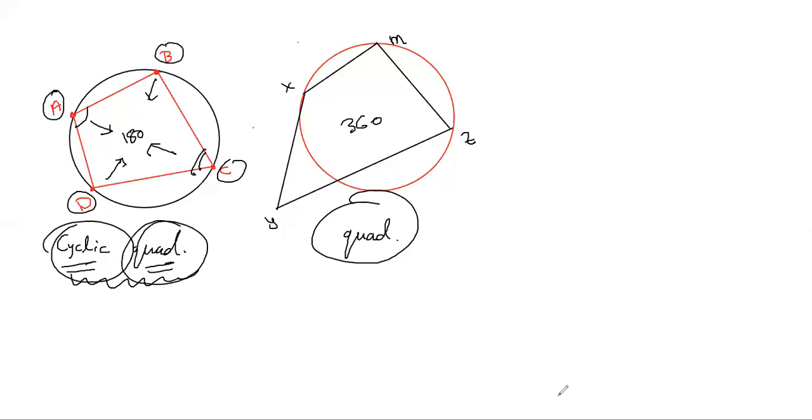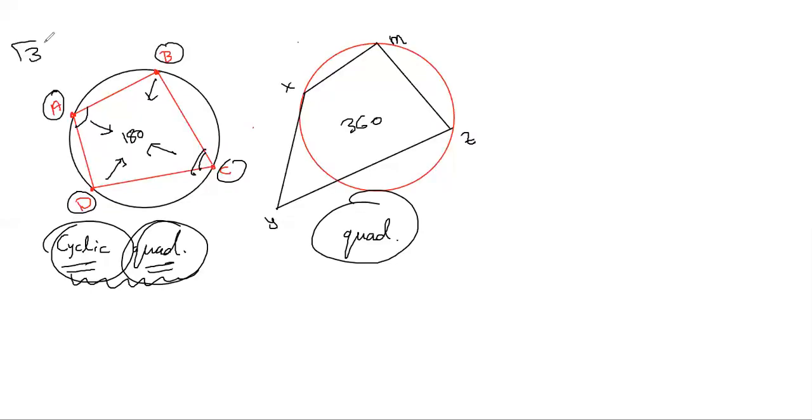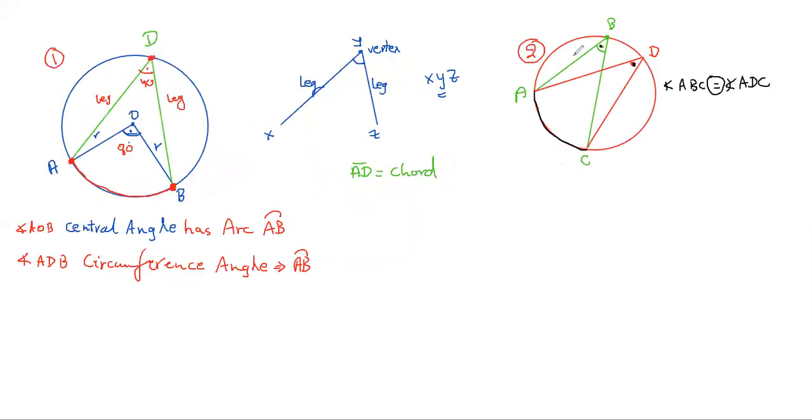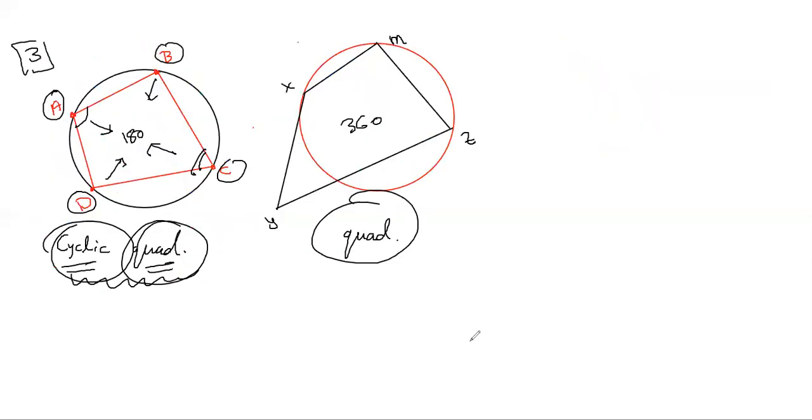Now, the 4th. That was number 3, which is in the previous page. Number 1 was the relationship between the central and circumference angles. Number 2 was the relationship between circumference angles that lie on the same arc. And number 3 was the cyclic quadrilateral. Number 4 is called the tangent angle. Knowing the name of the things is important.